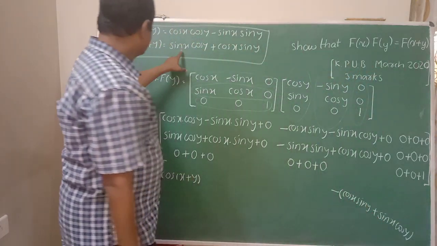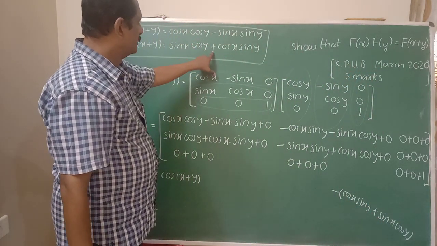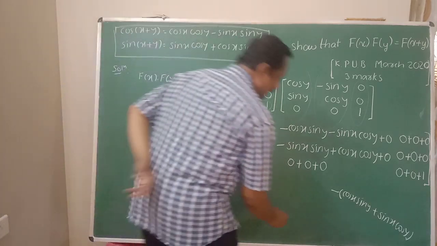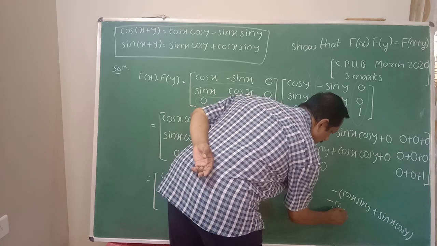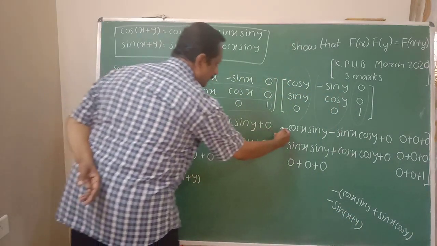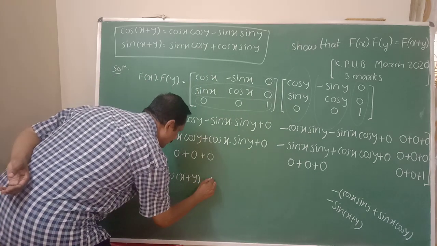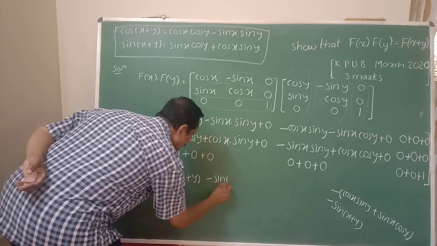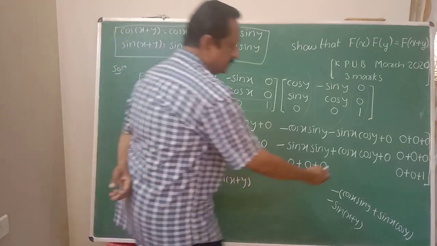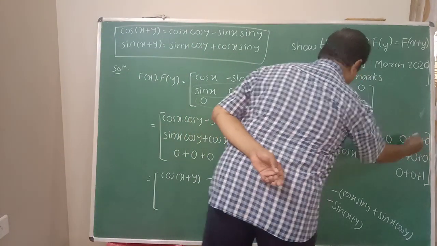So look here, sin x cos y plus cos x sin y is what here? Sin of (x+y). Therefore, this is a minus of sin(x+y). So this becomes total minus of sin(x+y), and this becomes a 0 here. Total this term is 0.